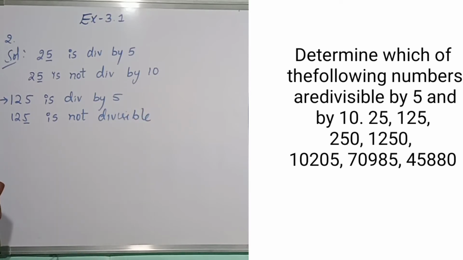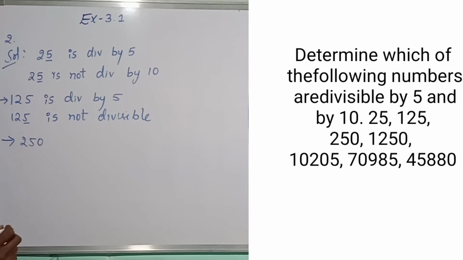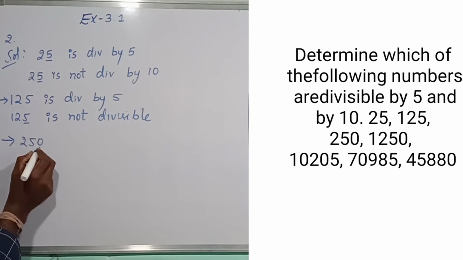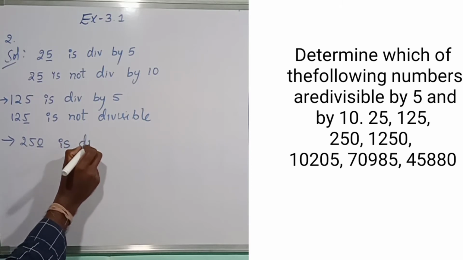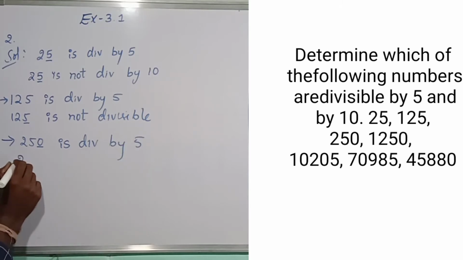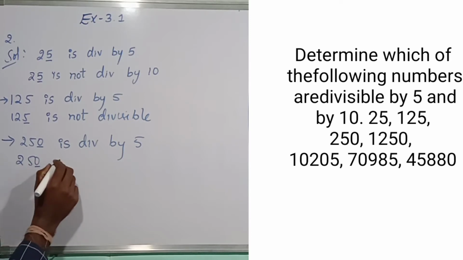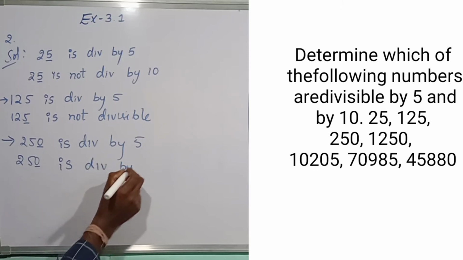Now next, what number is given? 250. By the divisibility rule for 5, the units place should be 0 or 5. Here 0 is there, so 250 is divisible by 5. Is 250 divisible by 10 or not? Yes, the last digit is 0, so the number is divisible by 10.